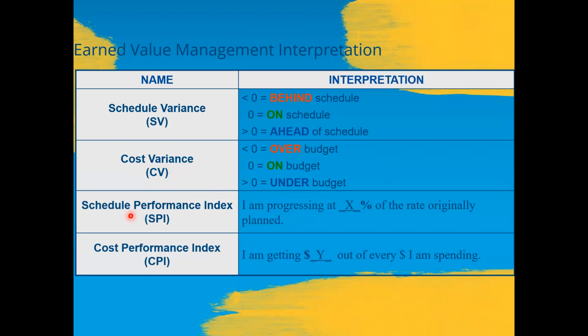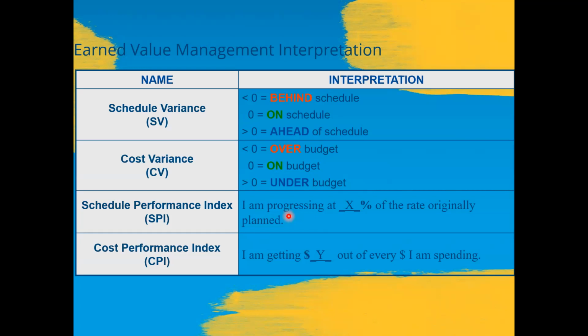Next is the schedule performance index. As I told you, it's a ratio, and the unit is percentage. The schedule performance index is actually the ratio of the earned value to the planned value. So it can be used to estimate the projected time to complete the project.